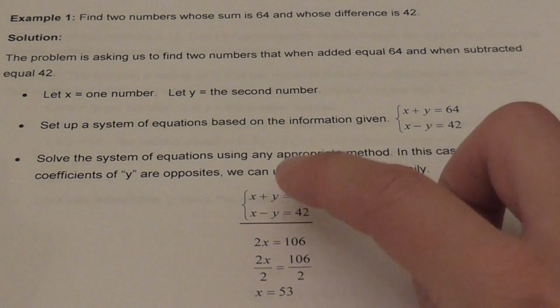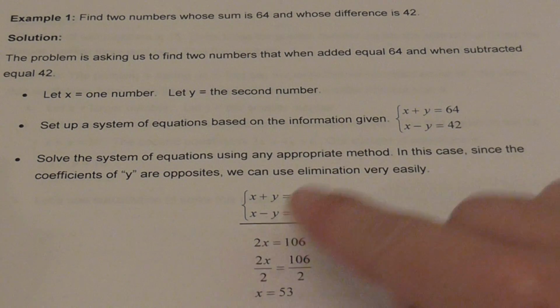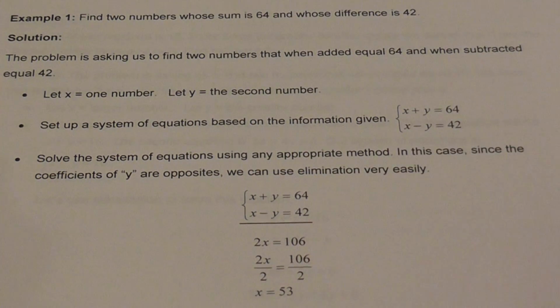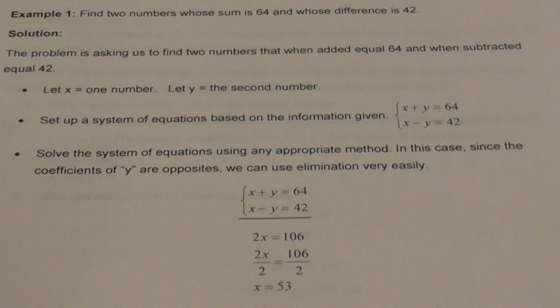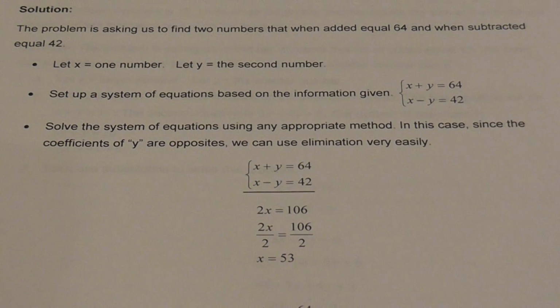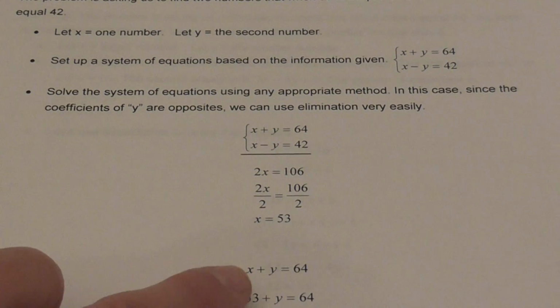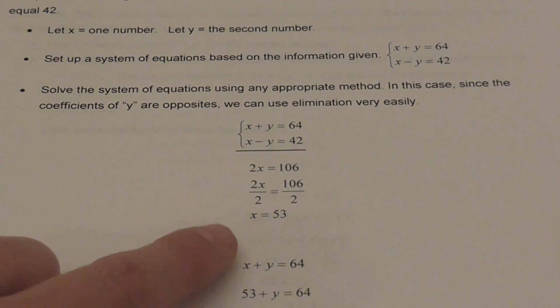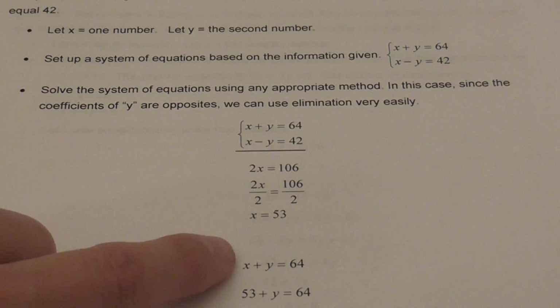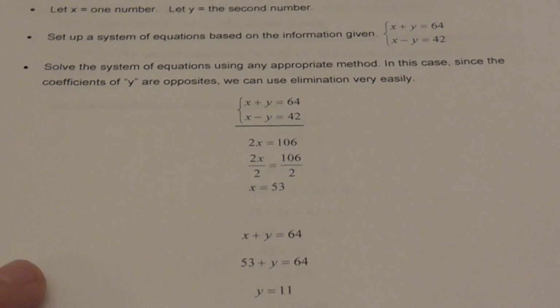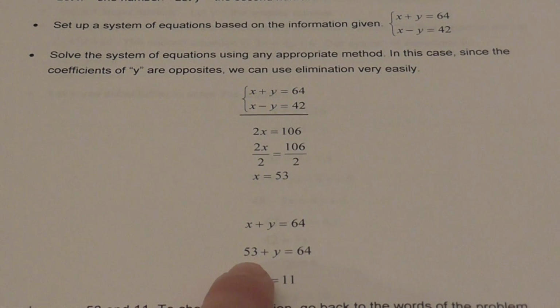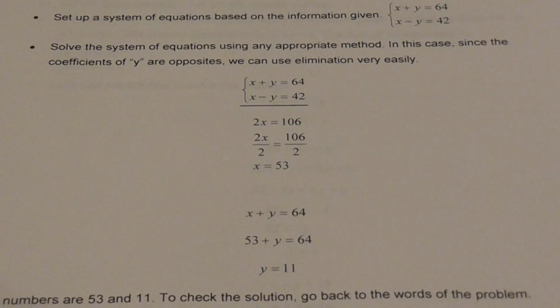I can just add these up, and I get x plus x equals 2x. 64 plus 42 equals 106. To solve for x, I divide both sides by 2, and x is going to equal 53. Then I use that to figure out what my y value is. So I picked the first one, and I get x plus y equals 64. So 53 is the value we found for x, so 53 plus y equals 64, and I get y equals 11. So the numbers are 53 and 11.